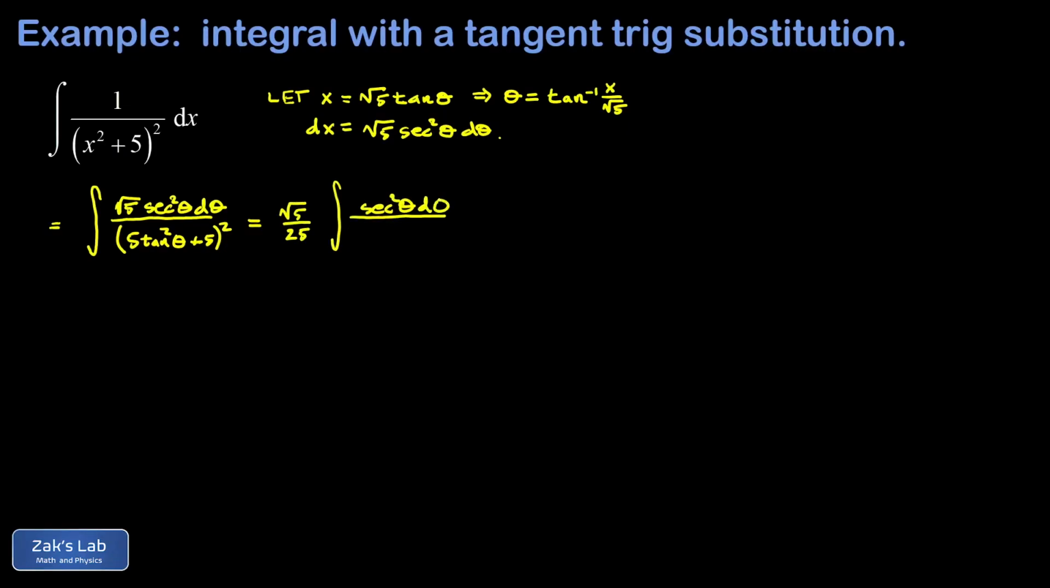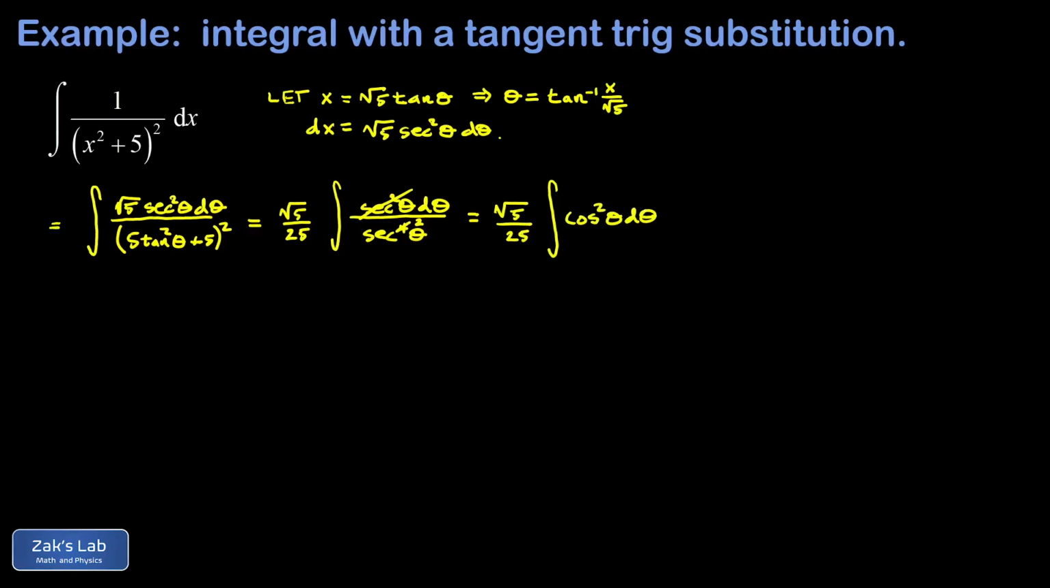And we'll leave the numerator alone. In this step, we have a secant squared theta d theta. In the denominator, we have tangent squared theta plus 1, all squared. And tangent squared theta plus 1 is secant squared theta. And when I square that, I get secant to the 4th theta. Now, 2 factors of secant are going to cancel, and I have 1 over secant squared. But 1 over the secant function is the cosine function. So now I have root 5 over 25, integral of cosine squared theta d theta.